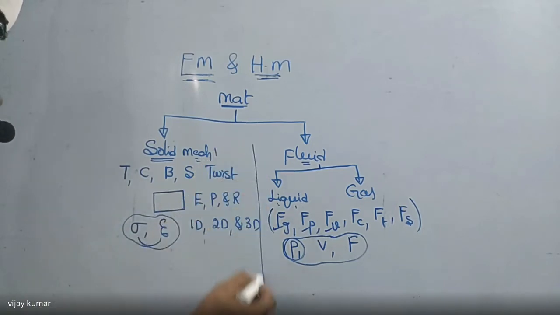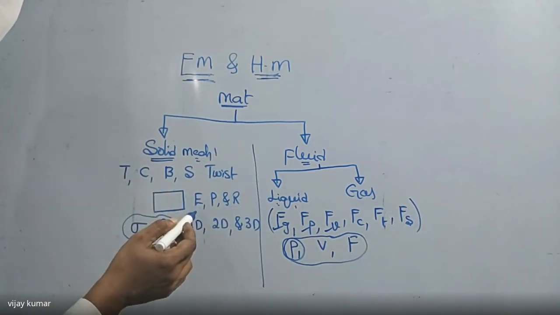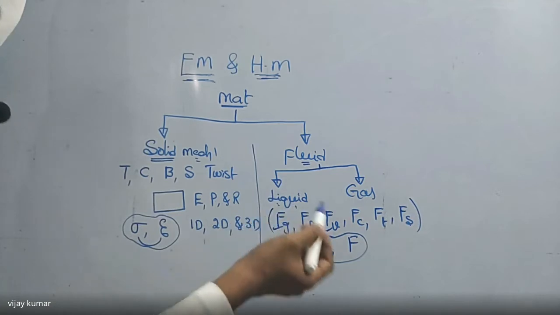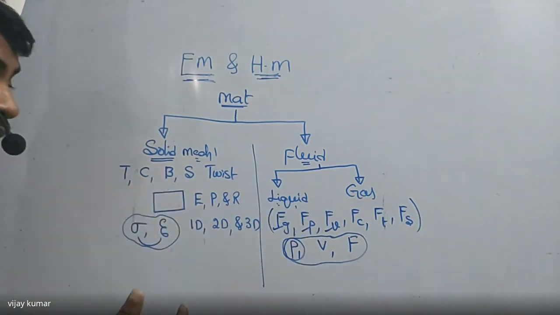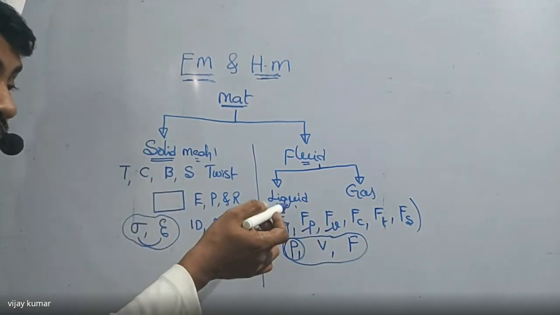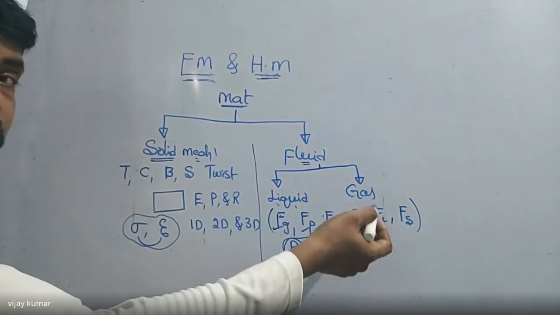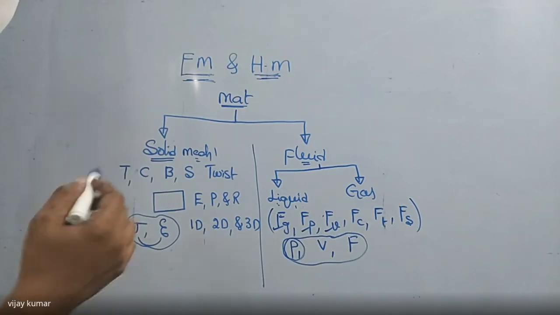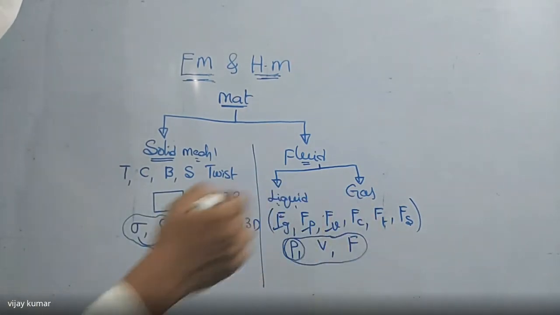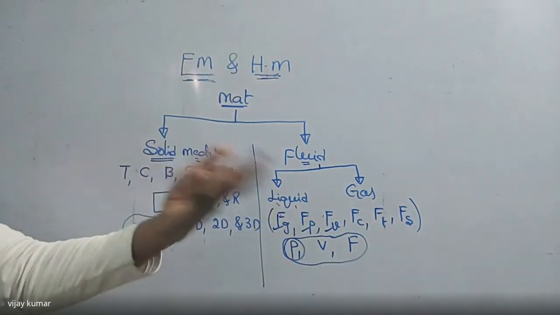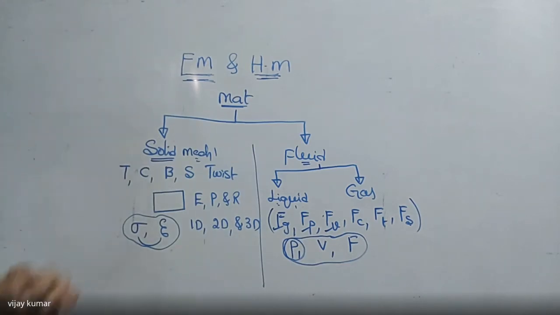In case of solids, there are different types of forces acting. In case of fluids, there are also different types of forces acting. We can calculate gravity force, pressure force, viscous force, compressibility force, turbulence force, and surface tension force. I will explain very clearly how to calculate these forces during our analysis of fluid mechanics.